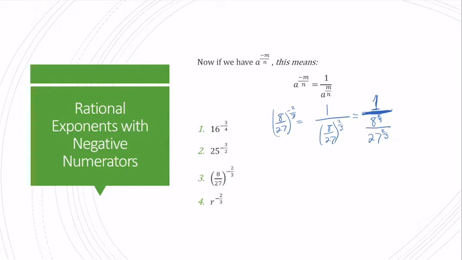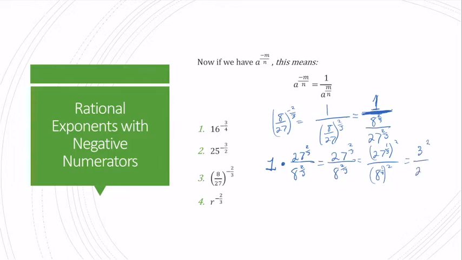So I keep my first fraction the same. I change from division to multiplication, and I flip the second fraction. So now I have 27 to the 2/3 over 8 to the 2/3. Told you this was going to take a lot of space. Now I have to solve this. I have 27 to the 1/3 squared over 8 to the 1/3 squared. That gives me 3 squared over 2 squared, which is 9/4.